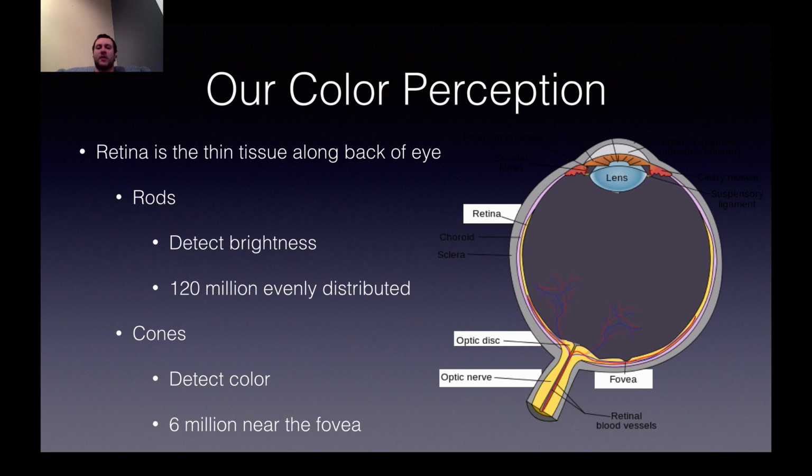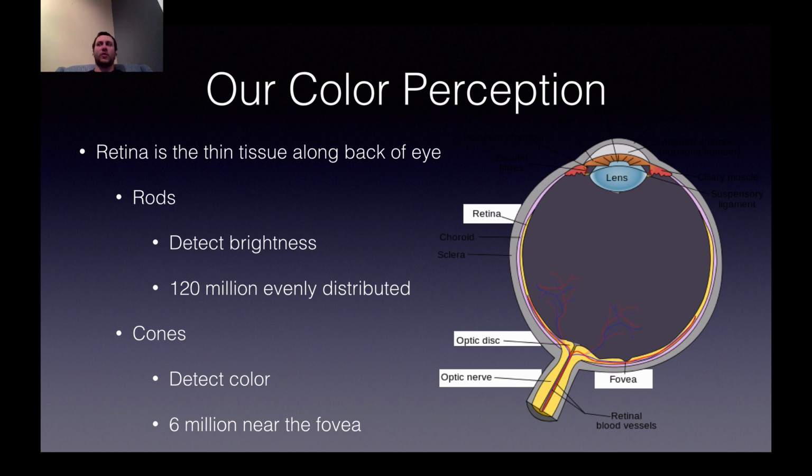Now the cones, on the other hand, if you look in that spot directly behind the lens on the back of the eye at the fovea, that's where we see color. That tiny little spot in the back of the eye, and there's approximately 6 million cones near the fovea. This is why our eyes are far better at detecting changes in light than they are color.